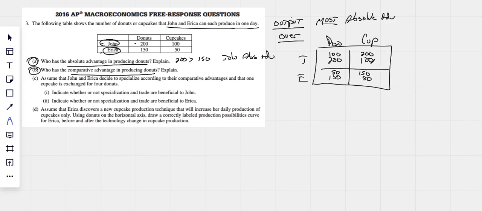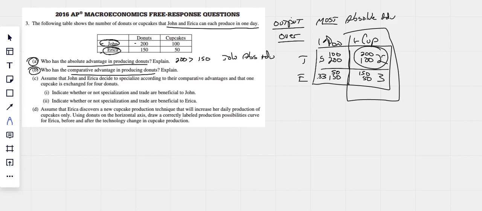Then we divide and keep it in the columns there. So this would be 2, whereas this would be 3. 200 into 100 is 0.5, 150 into 50, 0.33, I think. Clearly now we're saying for every one cupcake, John gives up 2 donuts, whereas Erica for every one cupcake gives up 3 donuts. John is much more efficient. Therefore, he should be doing cupcakes.